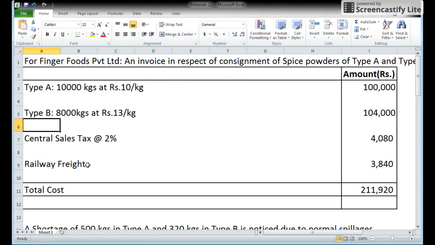You are now required to compute rate per kg of each item. Now you might be wondering, what could be the new rate per kg when it is already given in the question. The examiner is actually asking you to compute the revised rate per kg after taking taxes, transportation charges, and revised volume into consideration. Now, here in our example, there is one more information which states that there is a shortage of materials.